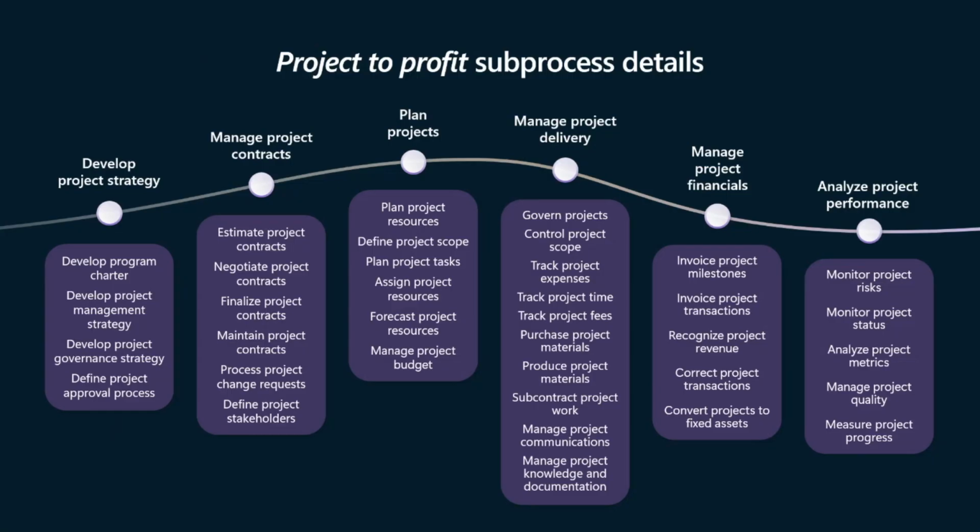For plan project, for sure you have to plan project resources, but you can also forecast project resources. For manage project delivery, you can control project scope and produce project materials. For manage project financials, we for sure invoice project milestones and recognize project revenue, for example. And for analyze project performance, we can monitor project risk and also measure project progress.